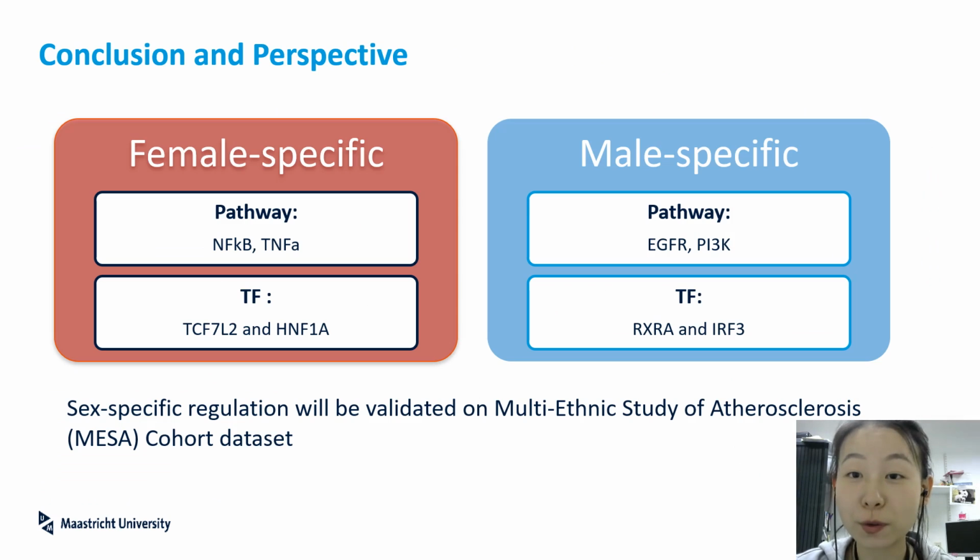In conclusion, we comprehensively analyzed the sex difference in monocytes associated with cardiovascular disease by identifying and comparing the female and male-specific gene signatures, transcription factors, and signaling pathways. These sex-specific pathways and transcription factors will be validated on multi-ethnic study of atherosclerosis cohort dataset.